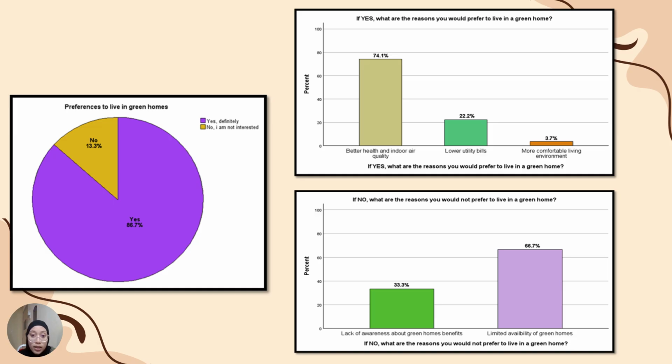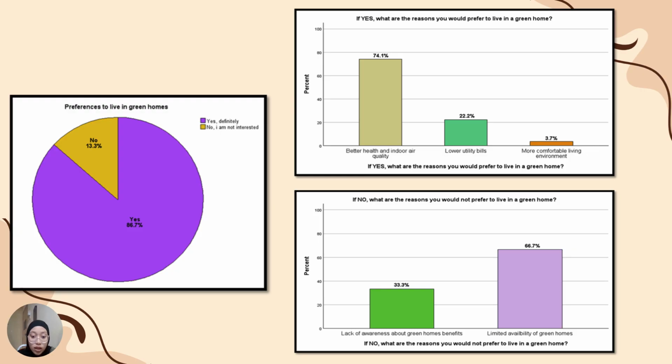So the main reason why they prefer to live in a green home is because they can get better health and indoor air quality, followed by lower utility bills. We can see that better health and indoor air quality got a percentage of 74.1%.